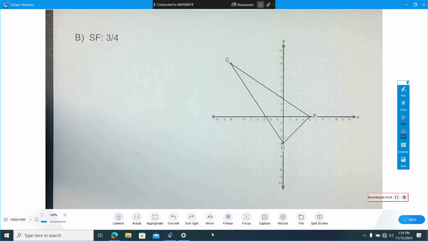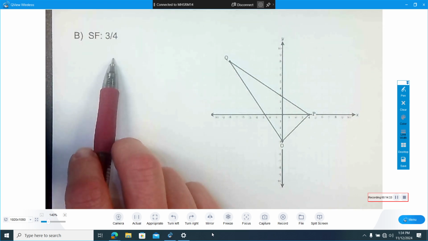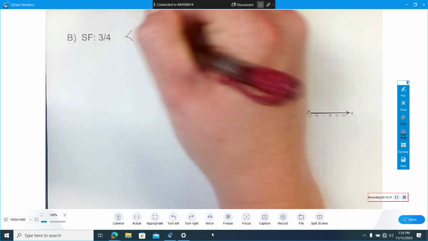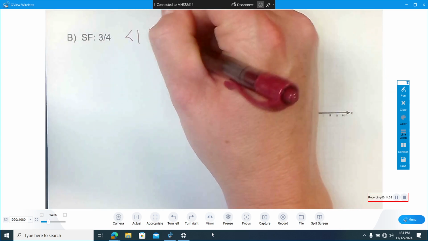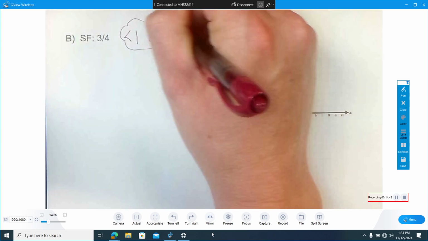All right, one more, ladies and gentlemen. We have a scale factor of 3/4. Is this going to be a reduction or an enlargement? Reduction. How do you know? It's less than 1. So we do have a reduction.